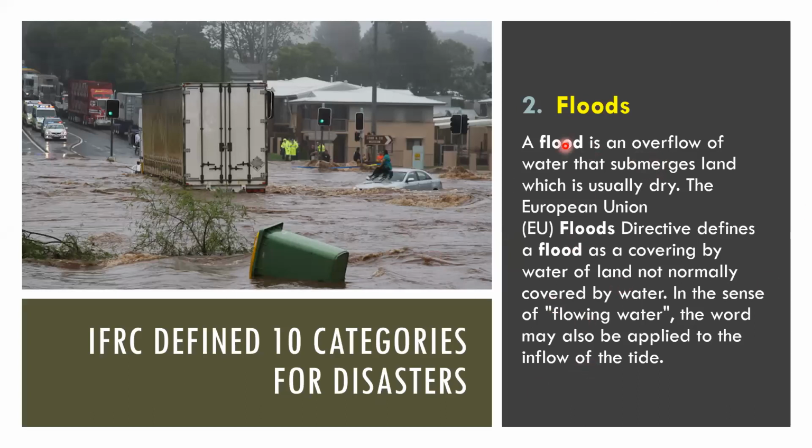The next disaster, because as we have just said, is floods. Flood is an overflow of water that submerges land that's usually dry, as we see in here. This land is usually dry. Now it's submerged by water. This by definition is a flood. The European Union has a flood directive, with some guidelines on what a flood is and how to deal with floods. Same thing: a flood is a covering by water of land not normally covered by water. The same as above.